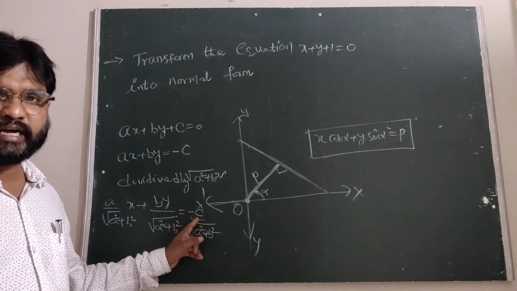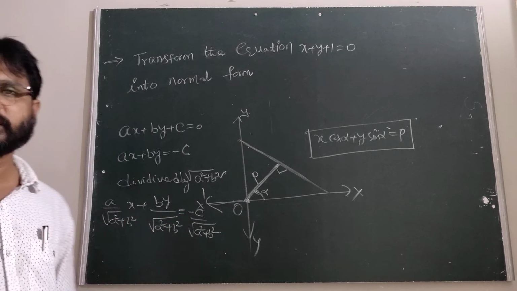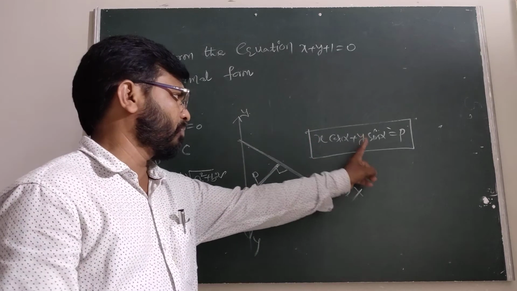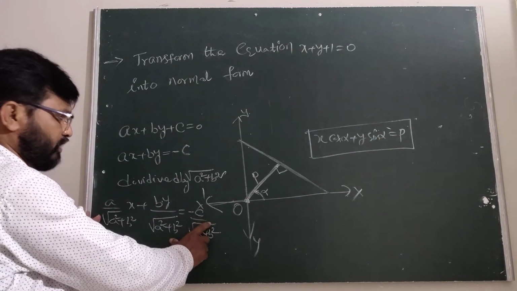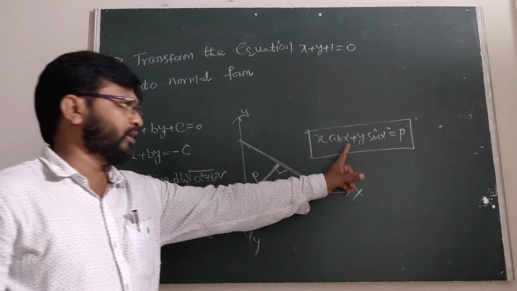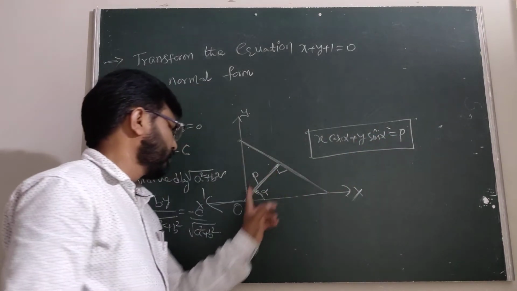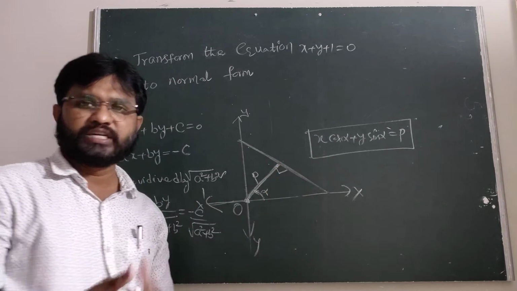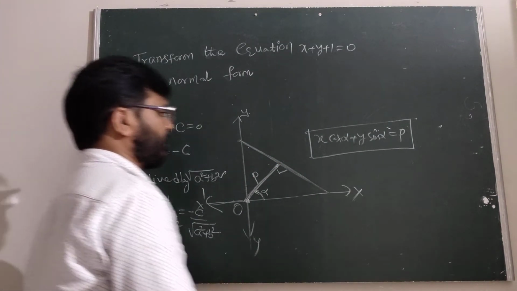When c is greater than 0, first we have to multiply by minus, because this is x cos alpha plus y sin alpha equal to p. We have to compare this equation with that line, because this is the normal form, where p is the distance from origin to the line. The distance is positive. Therefore, we can write the perpendicular distance.